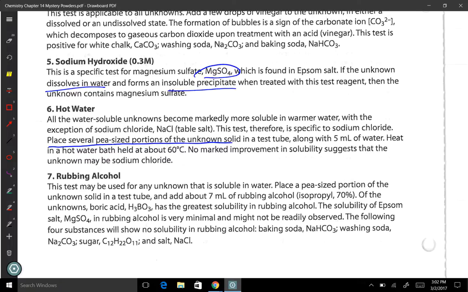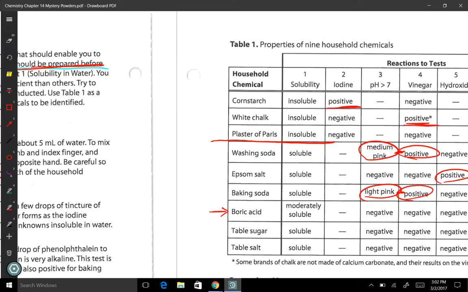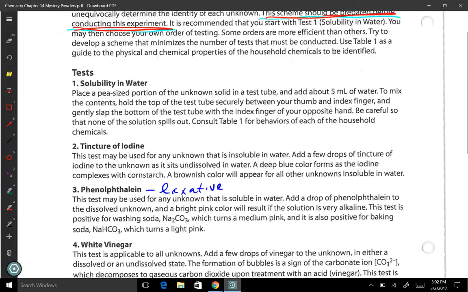Is the amount of undissolved material less than it was before, or is it the same? If you have less, then it became more soluble, greater solubility, in the hot water. If it's the same, you had no effect. And if it's only a slight change, well, there's that.